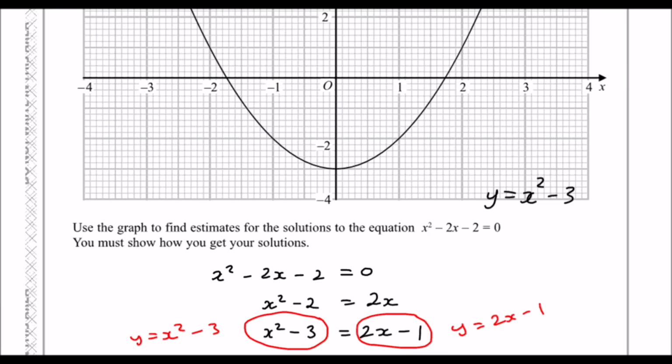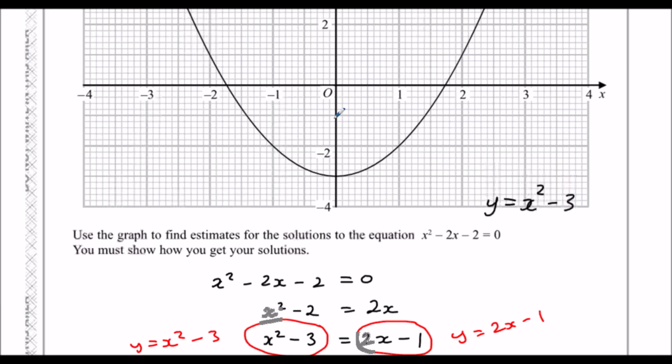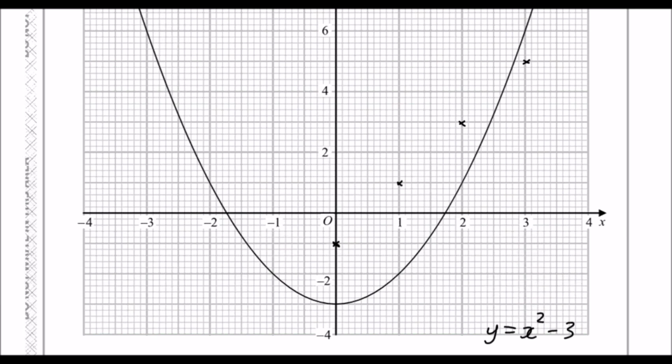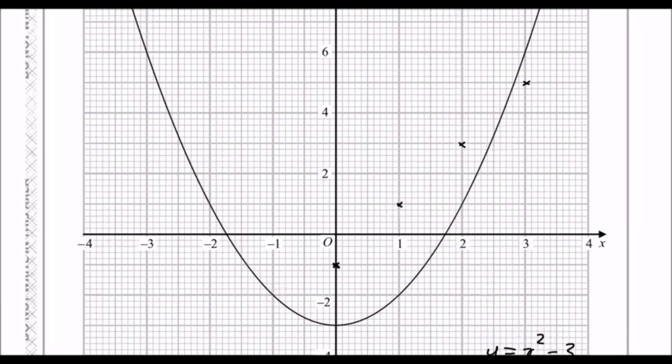So it's got a y-intercept of -1, which is here. And it's got a gradient of 2. So for every 1 we go across, we go up 2. For every 1 we go across, we go up 2. 1 across, up 2. So we're going to have a graph that goes like this through all of these points.